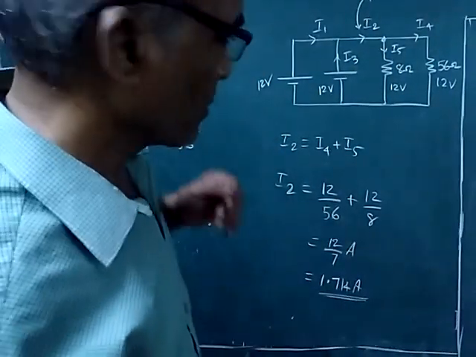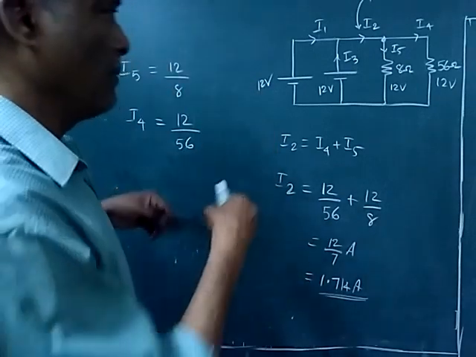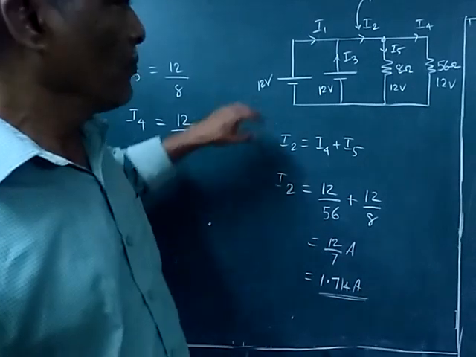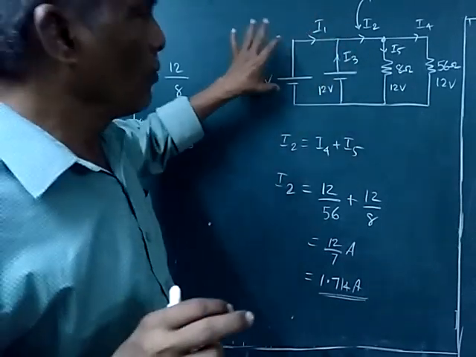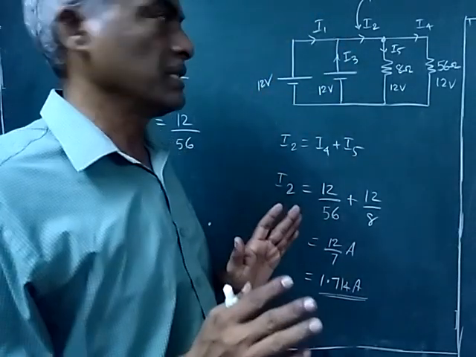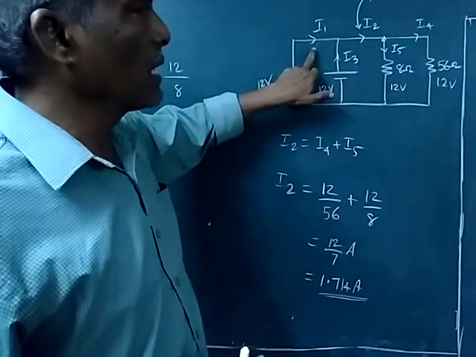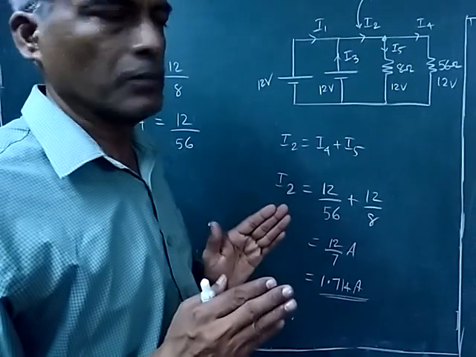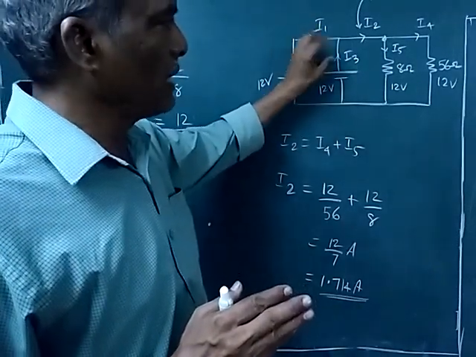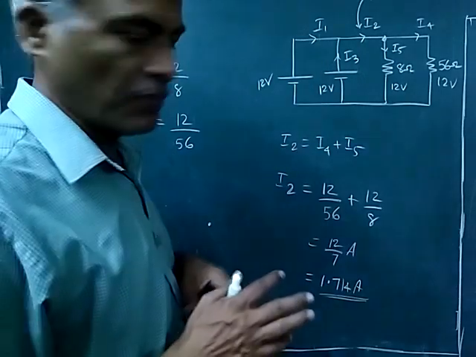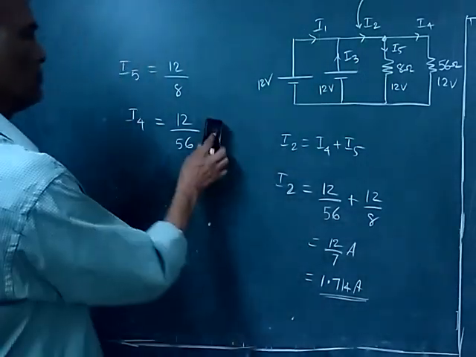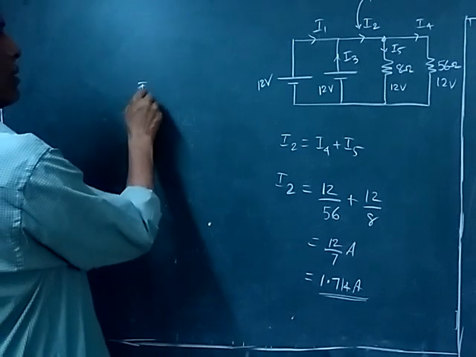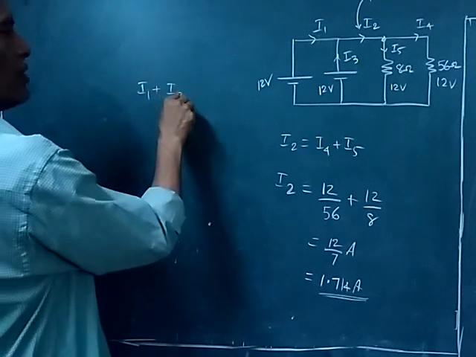Now if you watch carefully, both are the same battery, 12 volts. Both are connected in parallel. Both have the same internal resistance. That means this current and this current will have the same value. So if you add these two, you should get I2. That means for this, the equation is I1 plus I3 is equal to I2.